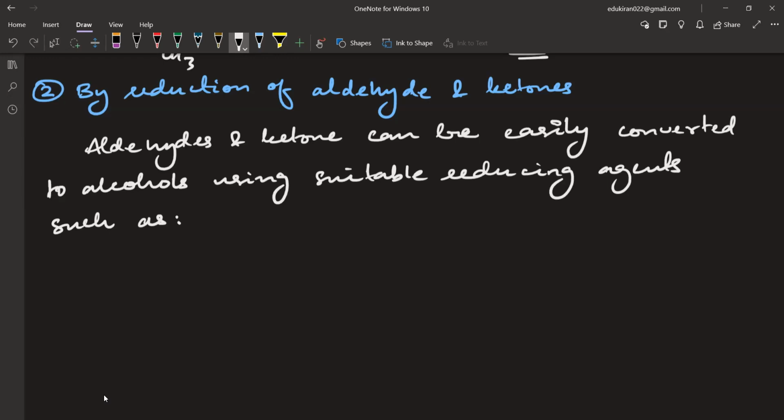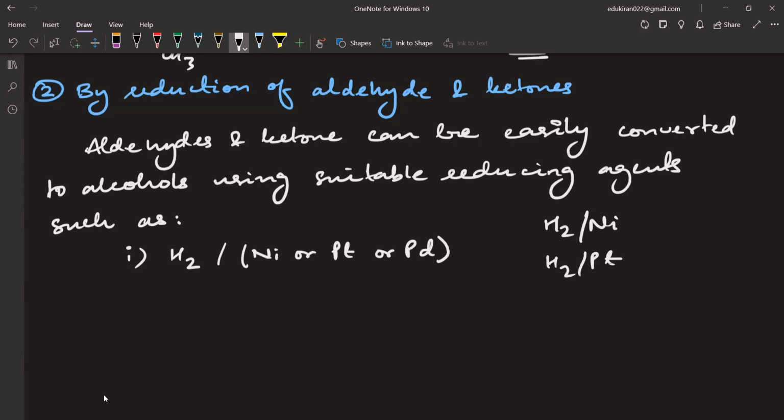The reducing agent that we'll be using is, number one, hydrogen in the presence of, so there are three main metals that we use as a catalyst. We use here nickel, or platinum, or palladium. If you have H2 and nickel, then it is also going to do reduction. You'll have H2, or platinum, or H2 in the presence of palladium. If you see any one of these above the arrow, then it is going to do reduction.